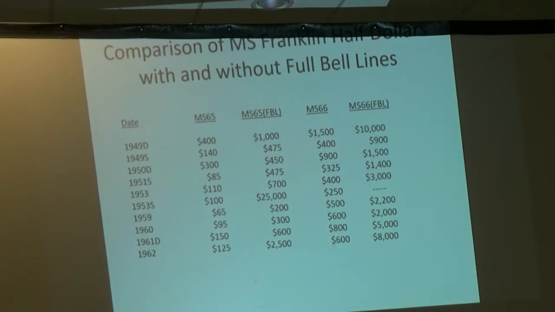Now, I don't know how many people would pay $25,000 for a full bell line on that, but if you look down the list from 49D to 62 in these samples, you can see the big difference in price for full bell lines. So if you want to go out and do some cherry picking, and it goes to a third-party grading service, you're going to end up paying close to some of these prices. One of our members, Ed Baker, has a very nice collection of Franklin halves, and a lot of his are full bell lines.